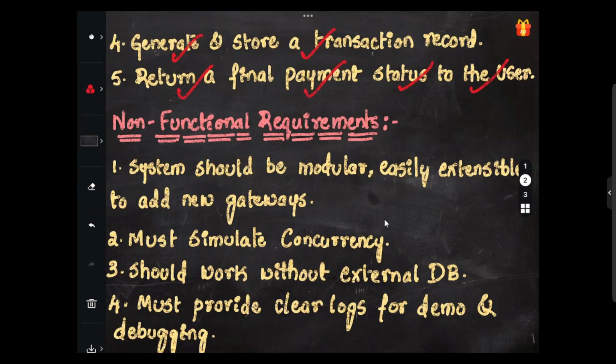Then let's go with the non-functional requirements. The first one is the system should be modular, easily extensible to add new gateways. So to successfully add new gateways in the future, the system should be modular and easily extensible. Second, it must simulate the concurrency. When I say it must simulate the concurrency, we have to go with thread safe operations that we have to keep in mind.